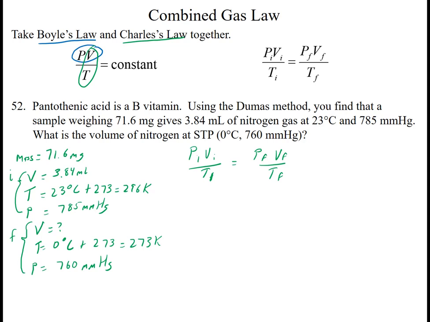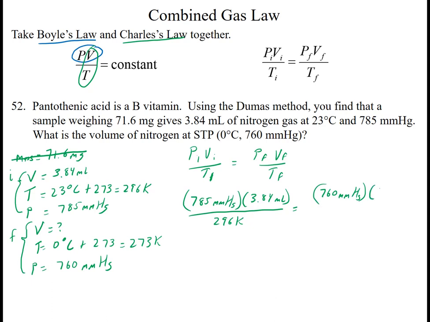So with these two, I do not actually need my mass. It was given to you, but you don't need it. Okay, so my initial pressure was 785 millimeters of mercury. My initial volume was 3.84 mLs. My initial temperature is 296 K. My final pressure was 760 millimeters of mercury. It wants to know what my final volume is. And my final temperature is 273 K.